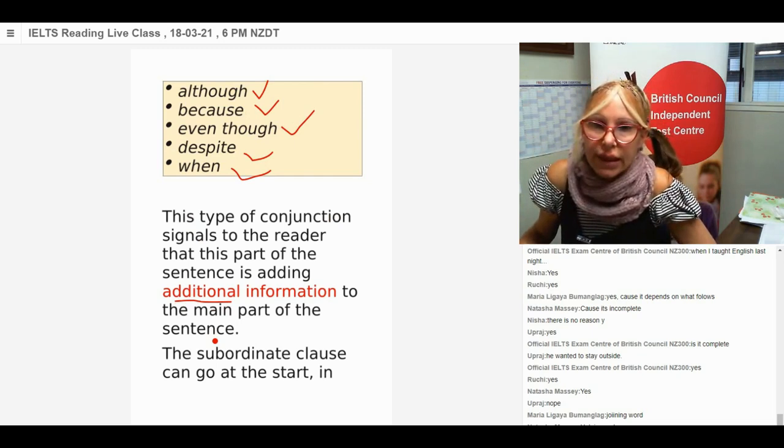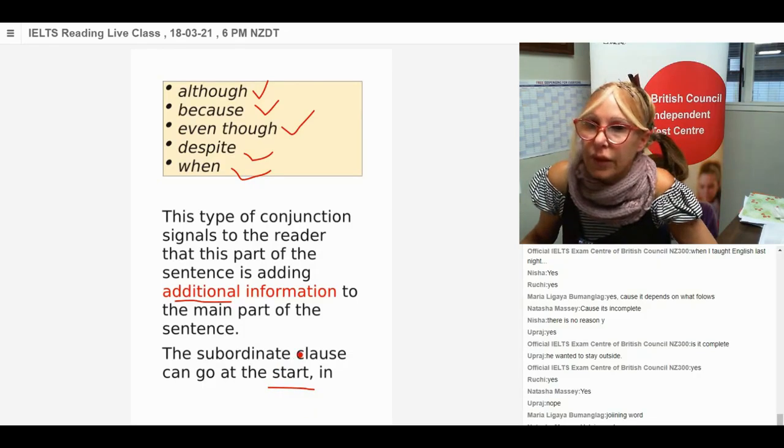The subordinate clause can go at the start. Oh, sorry, it's not a clause. It's oh no, hang on, no, that could be right. Sorry. Let me just get my eraser. Where's my eraser?